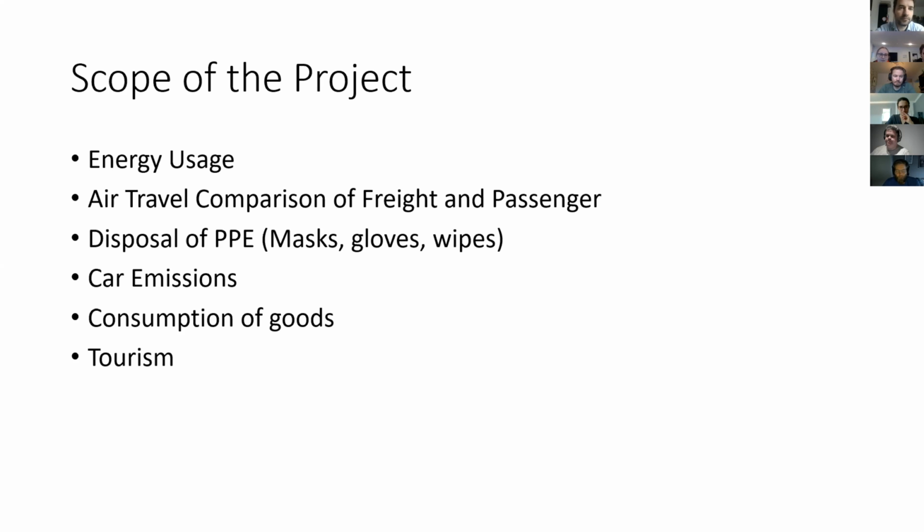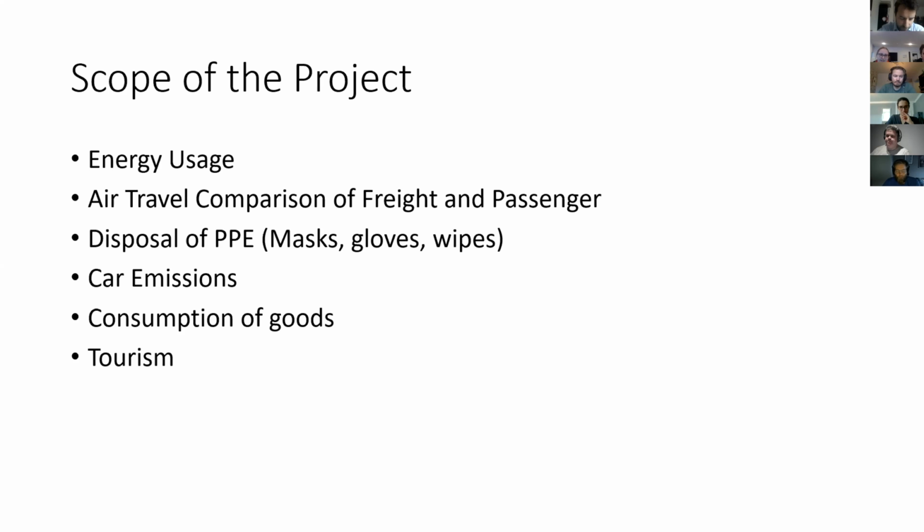And then we'll be looking at the disposal of personal protective equipment, such as the masks, the gloves, and the wipes. So that'll be about the waste there and whether or not single-use plastics. And then the next will be car emissions, since because of the stay-at-home order, people are not driving out as much anymore. So we're going to be looking into our emissions there.